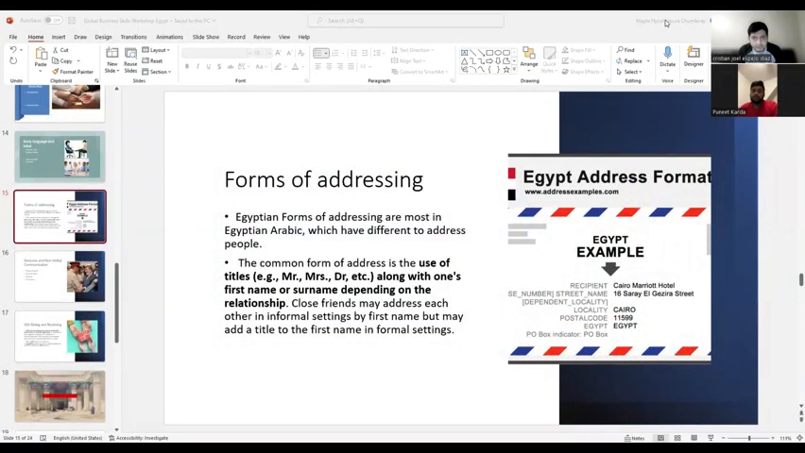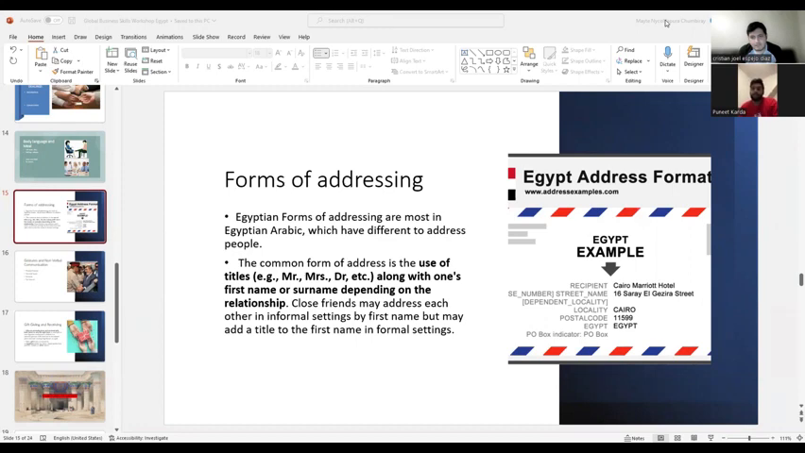Now I'm going to talk about the format of addressing. In Egypt, mostly the addressing is done in the Egyptian Arabic language because it's an Arabic country. In front of the name, they use Mr. and Mrs. It's a formal way to address anyone. If we are talking with our friends or someone who is very close to us, we can use informal language in Egypt.